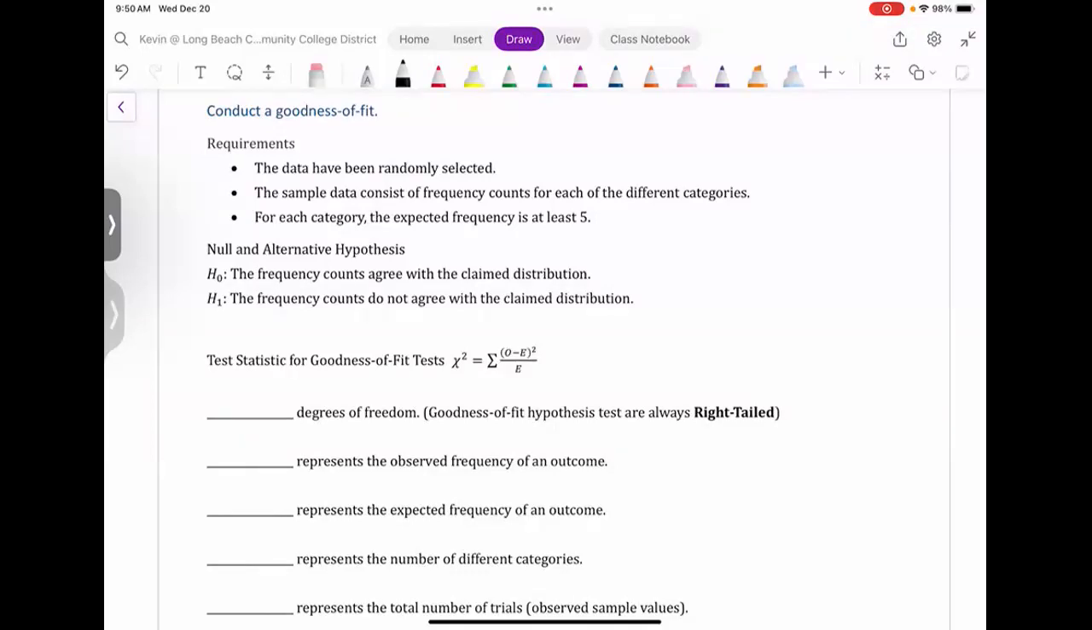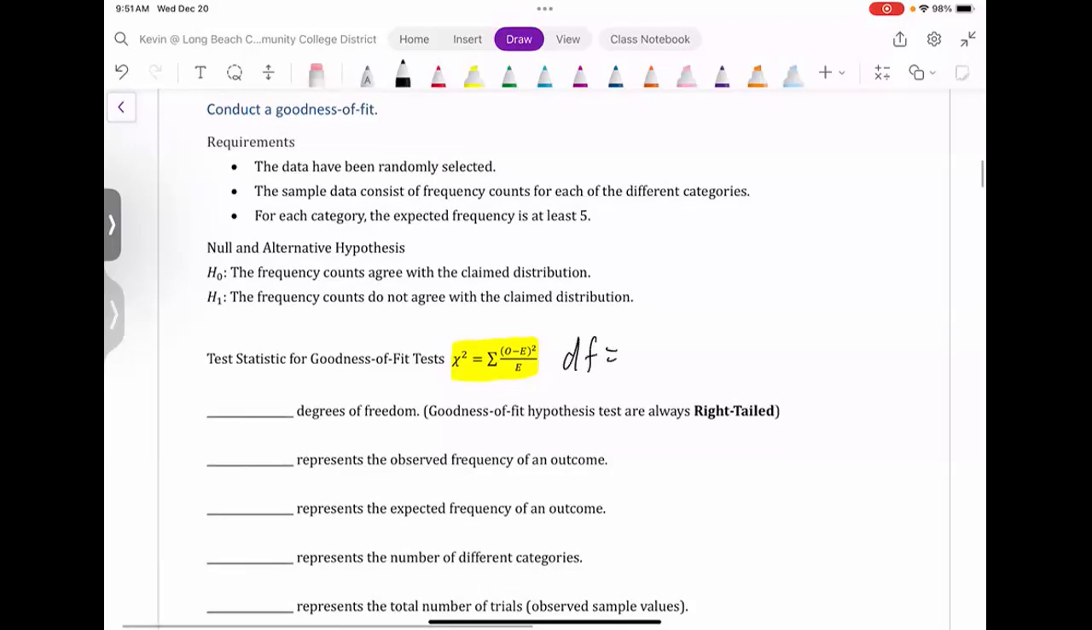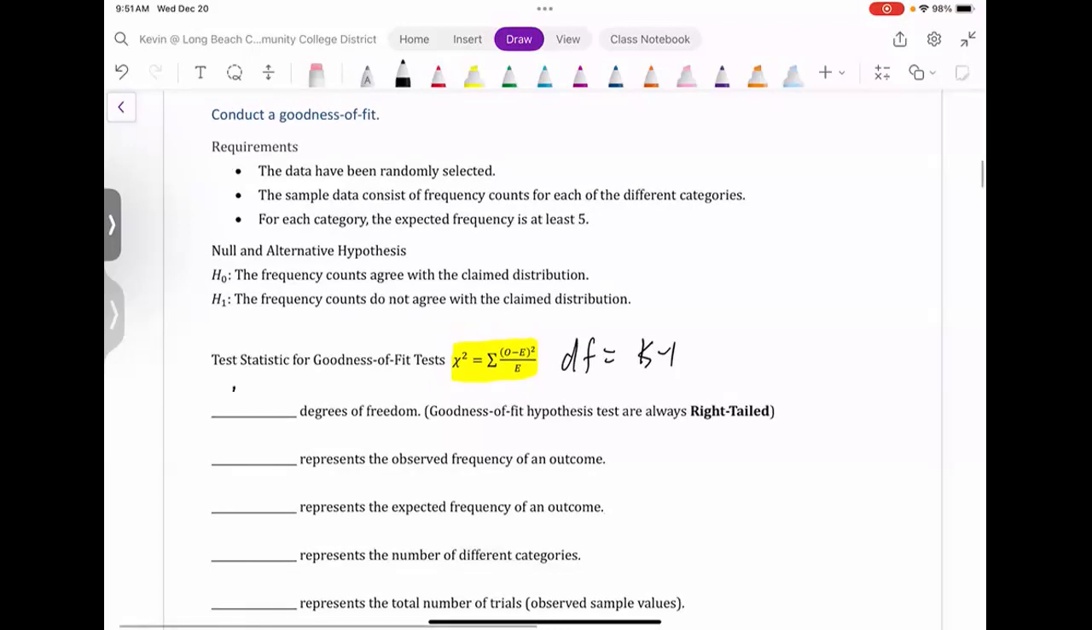All right, our null hypothesis: the frequency counts agree with the claimed distribution, or the frequency counts do not agree with the distribution. Here is our big deal. Here is our test statistic. And to be clear, our degrees of freedom are k minus 1, and I'll define what k is in just a moment. So once again, k minus 1 is the degrees of freedom. And just to reemphasize, we are always right-tailed.